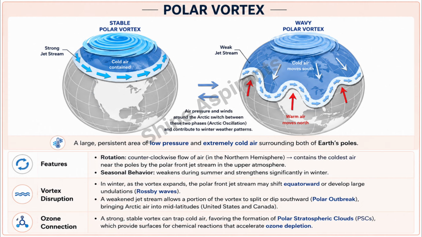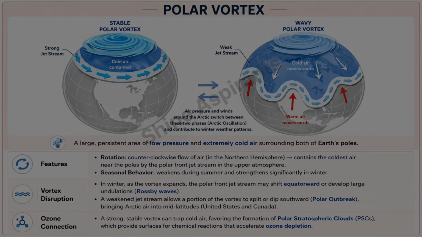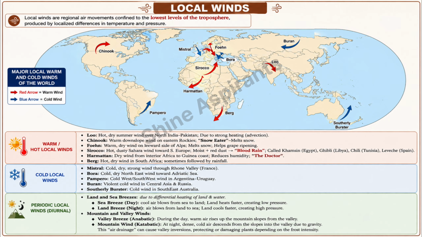Vortex disruption: in winter, as the vortex expands, the polar front jet stream may shift equatorward or develop large undulations, Rossby waves. A weakened jet stream allows a portion of the vortex to split or dip southward, a polar outbreak, bringing Arctic air into mid-latitudes of the United States and Canada. Ozone connection: a strong, stable vortex can trap cold air, favoring the formation of polar stratospheric clouds, PSCs, which provide surfaces for chemical reactions that accelerate ozone depletion. Local winds: regional air movements confined to the lowest levels of the troposphere, produced by localized differences in temperature and pressure.